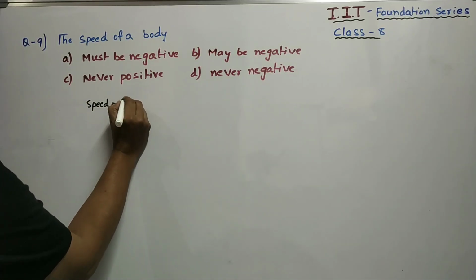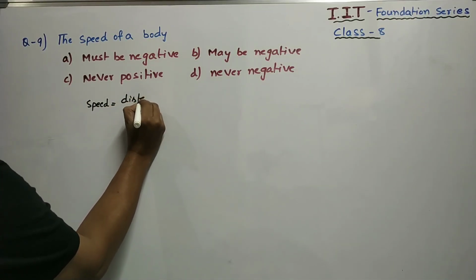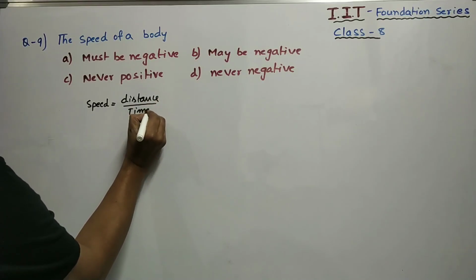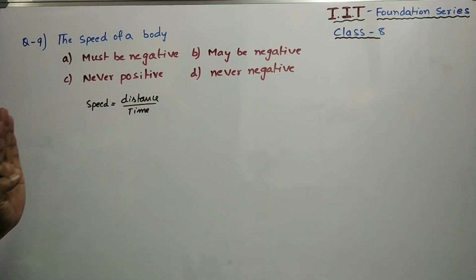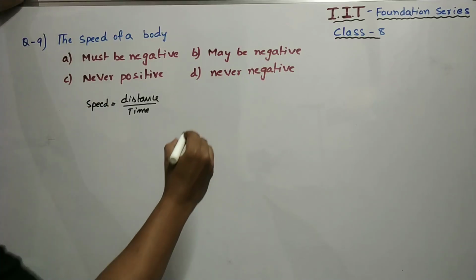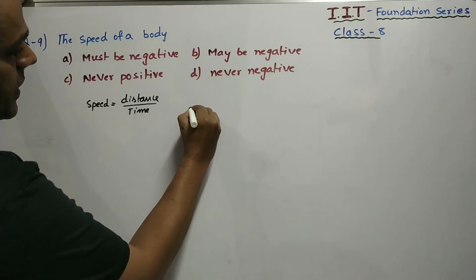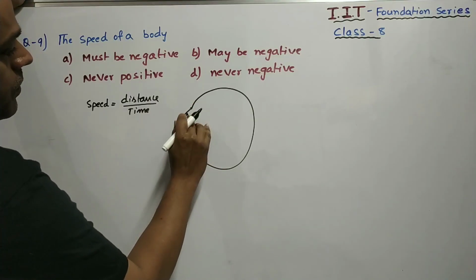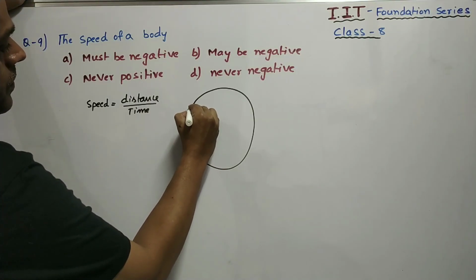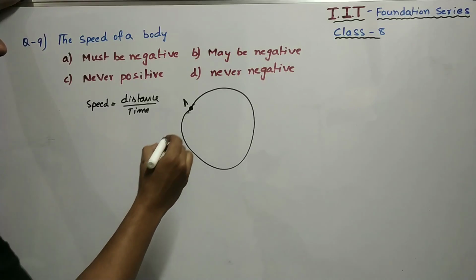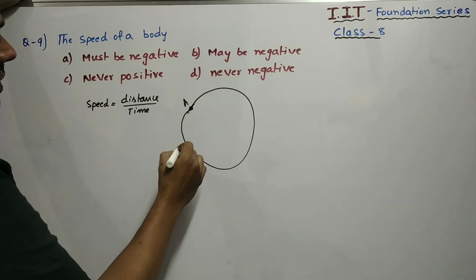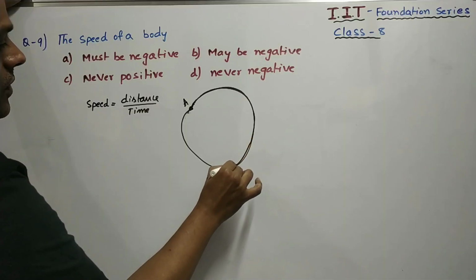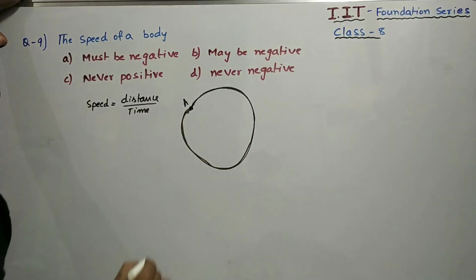Speed is equal to distance traveled by time taken to cover the distance. That is, speed is equal to distance by time. Suppose a body starts from point A and returns to the same point, the starting point. Here, what is the total distance covered by the body? The total length of the path covered by a body is nothing but its distance.